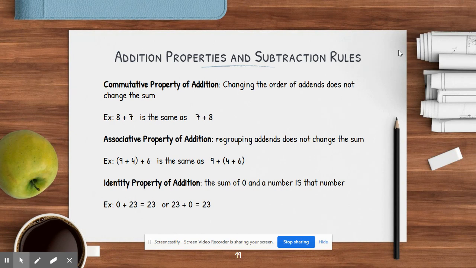And that's a very important thing to recognize. If the add-ins change, will the sum change? Yes. So because in this example, the add-ins didn't change, it didn't matter how I grouped them.